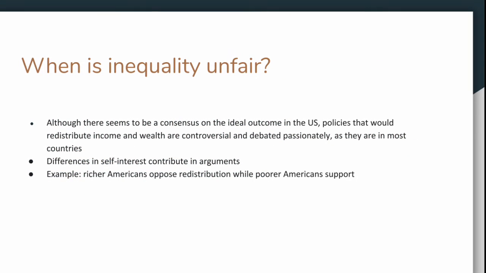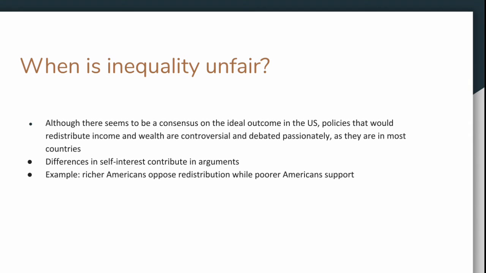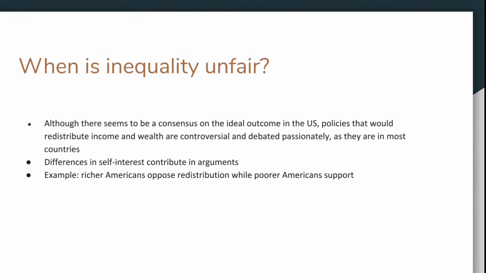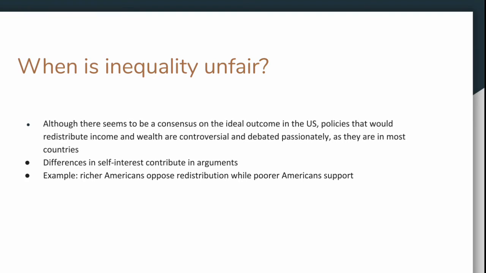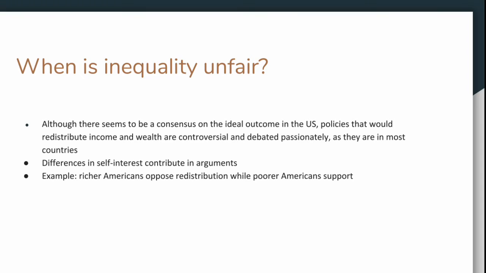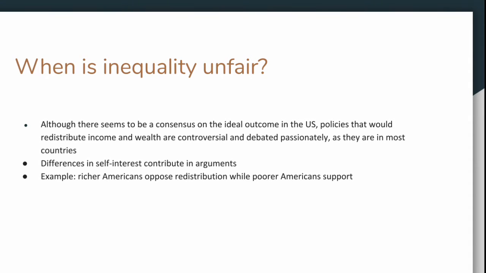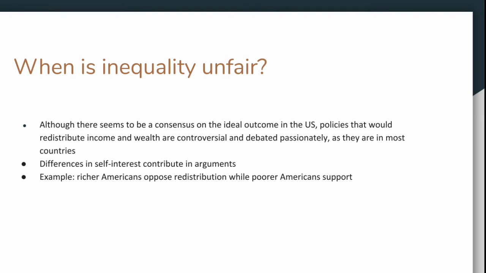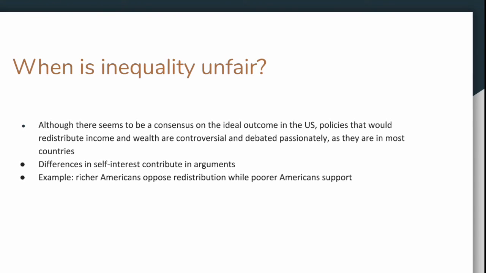So now we are getting into the second subsection, which is called When Is Inequality Unfair? The first bullet says, although there seems to be consensus on the ideal outcome in the U.S., policies that would redistribute income and wealth are controversial and debated passionately, as they are in most countries. So what this means is that the entire population typically agrees on the ideal outcome in the U.S., but policies that redistribute income and wealth are very controversial and debated passionately, as they are in most countries in the world.